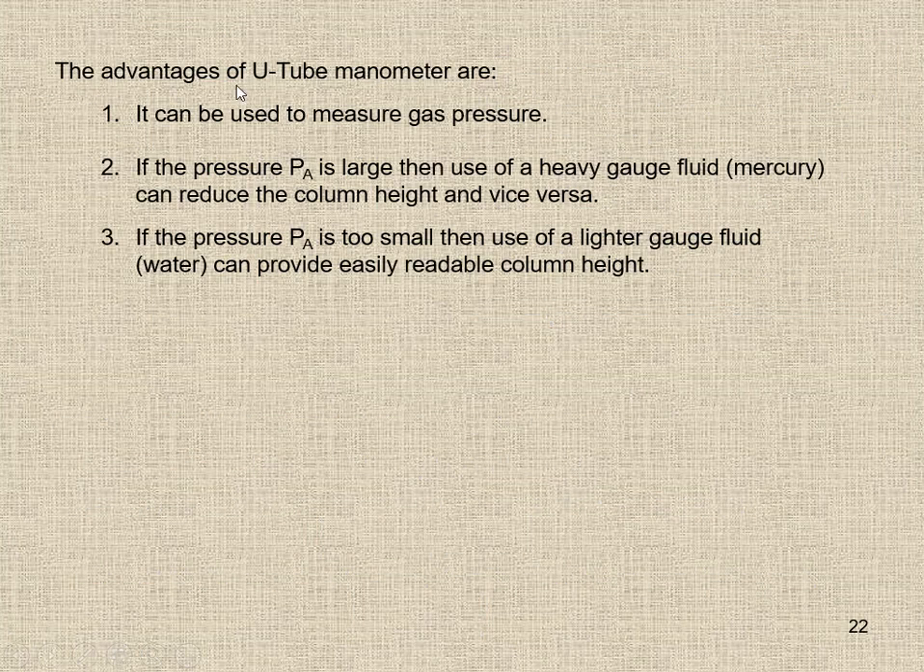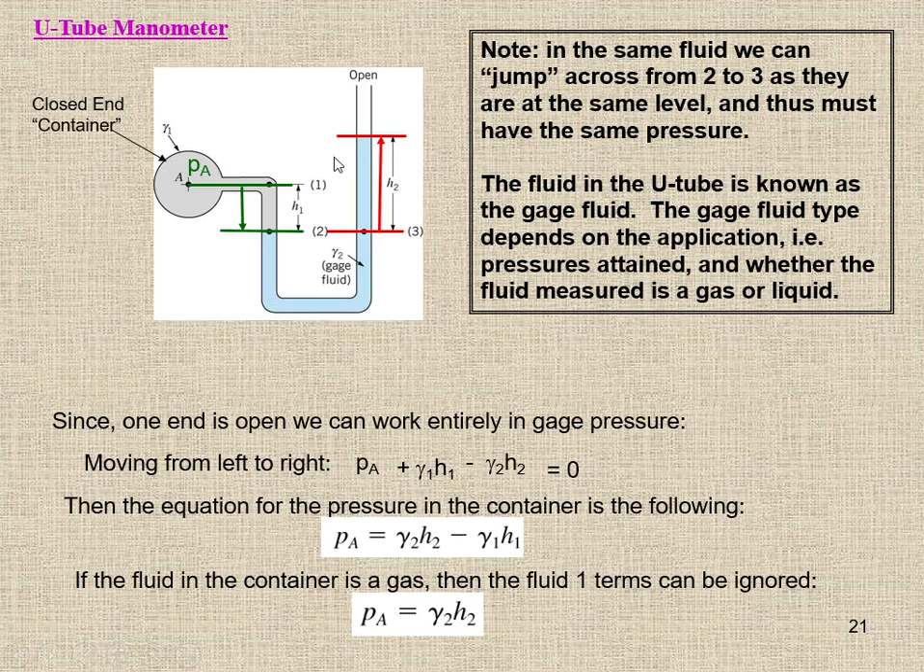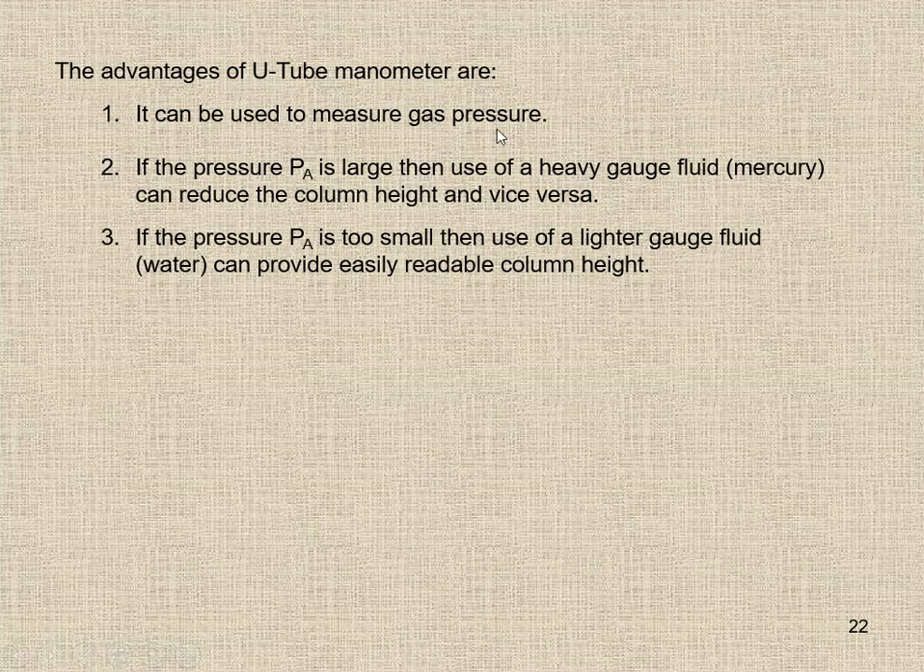The advantage of U-tube manometers is that they can be used to measure gas pressure, because the container is closed with the fluid. The gas cannot go out. The gas will push the fluid and it will give you a height of the column, and you can measure the pressure of the gas. There is no way for the gas to go to the atmosphere. So by using a U-tube manometer, you can measure the gas pressure.